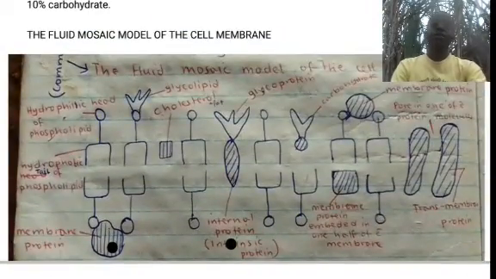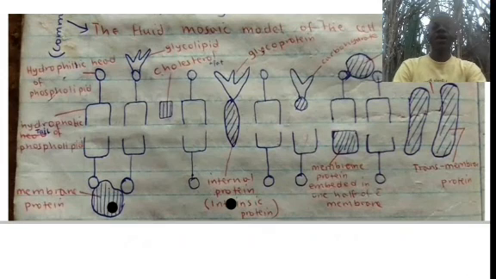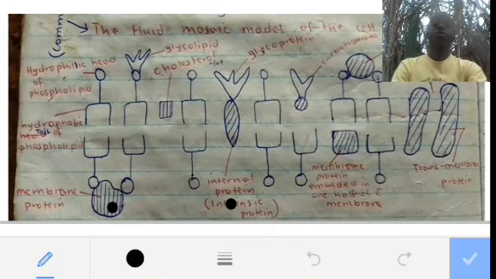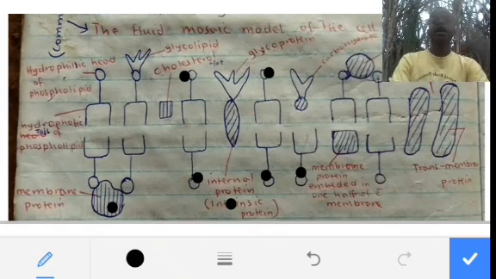So from this diagram, as you can see, these are the heads, these ones. Those ones are called heads. Those heads are hydrophilic simply because they like water, they love water. That's why they are outside the cell membrane.